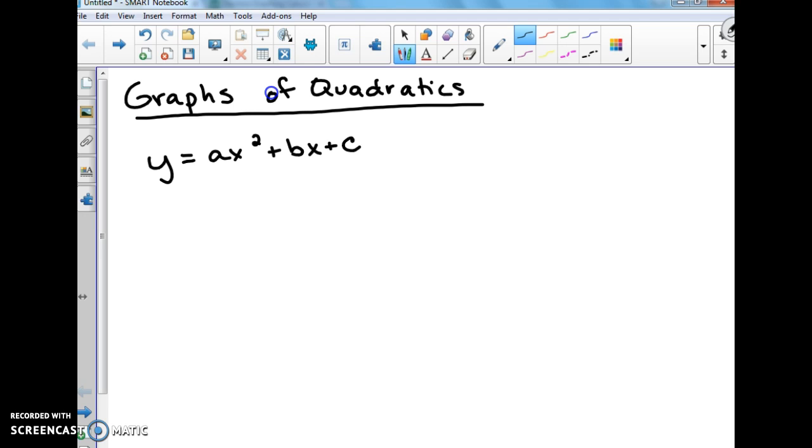However, it's easier to find the minimum or the maximum, which we know is called the vertex, if you have the equation in a different form. Okay, so to start off with, let's look at some basic terms here.